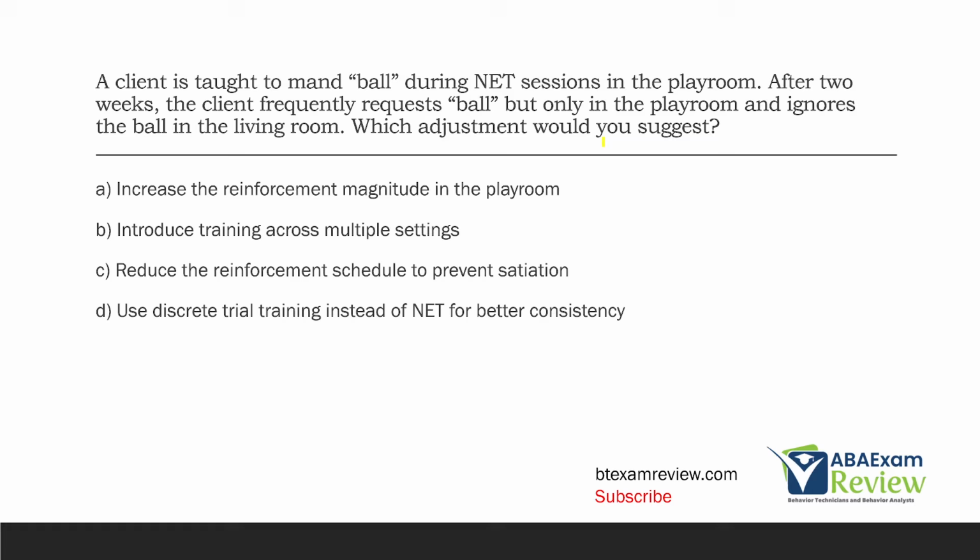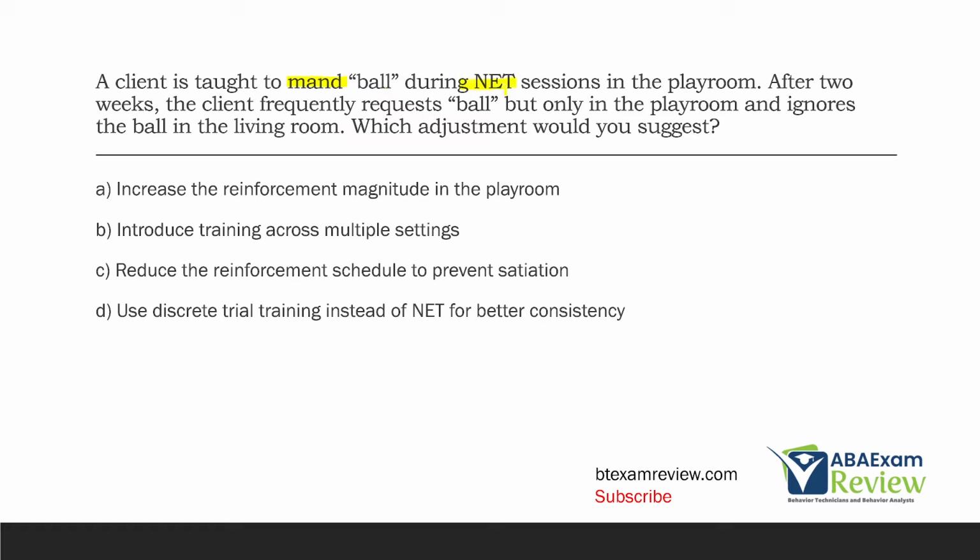Which adjustment would you suggest? The hardest part, I think, is the vocabulary in the question itself. This word, manded. What does manded mean? A mand is a request. And in the field, you're going to hear the word mand all the time. Manding is just making a request, so essentially asking for something. If the client is taught to mand for ball, they're taught to ask for the ball.